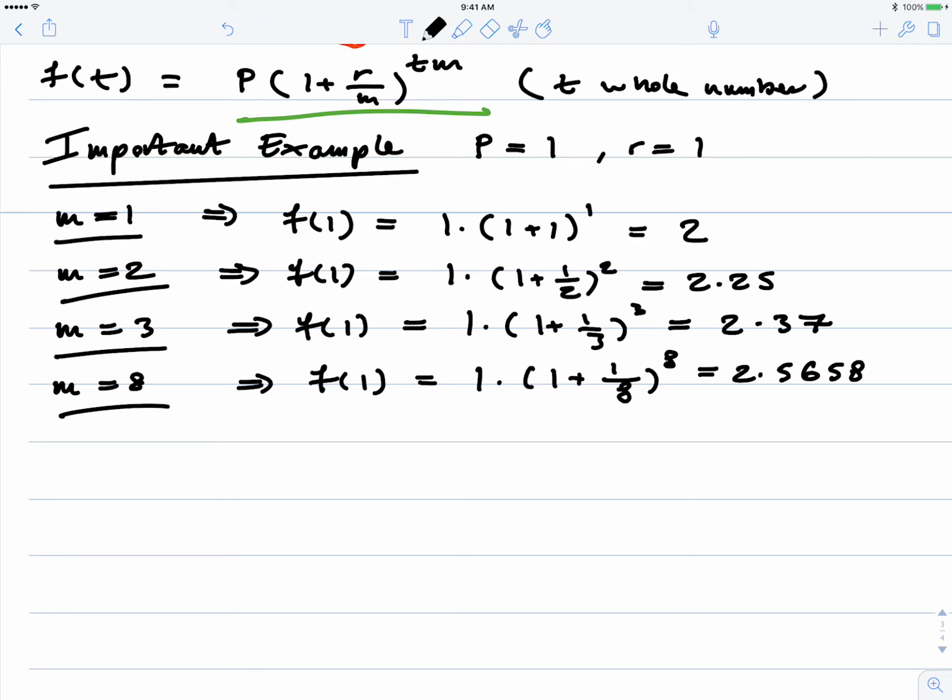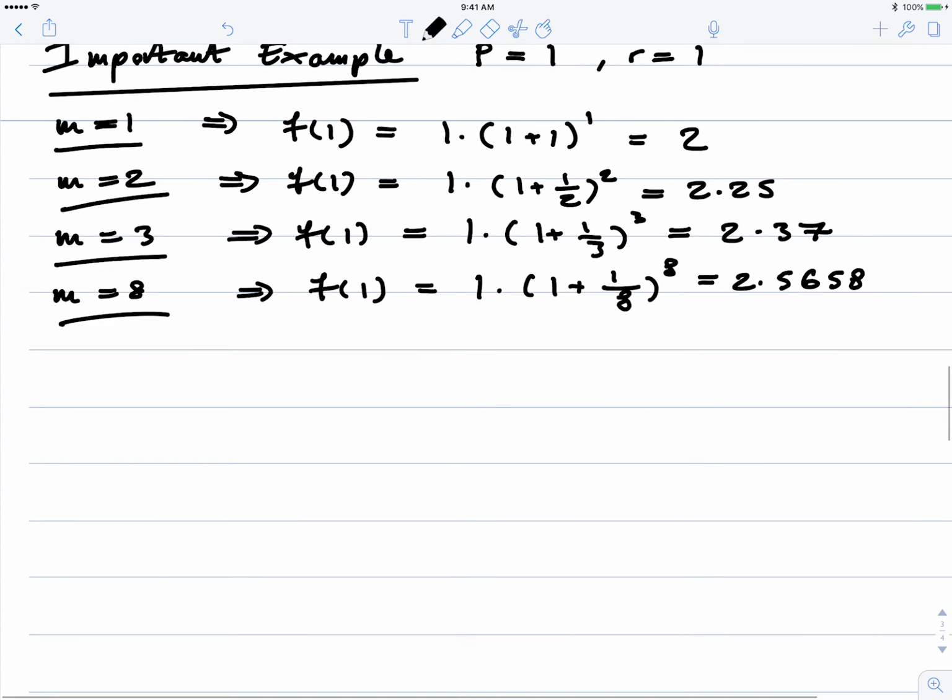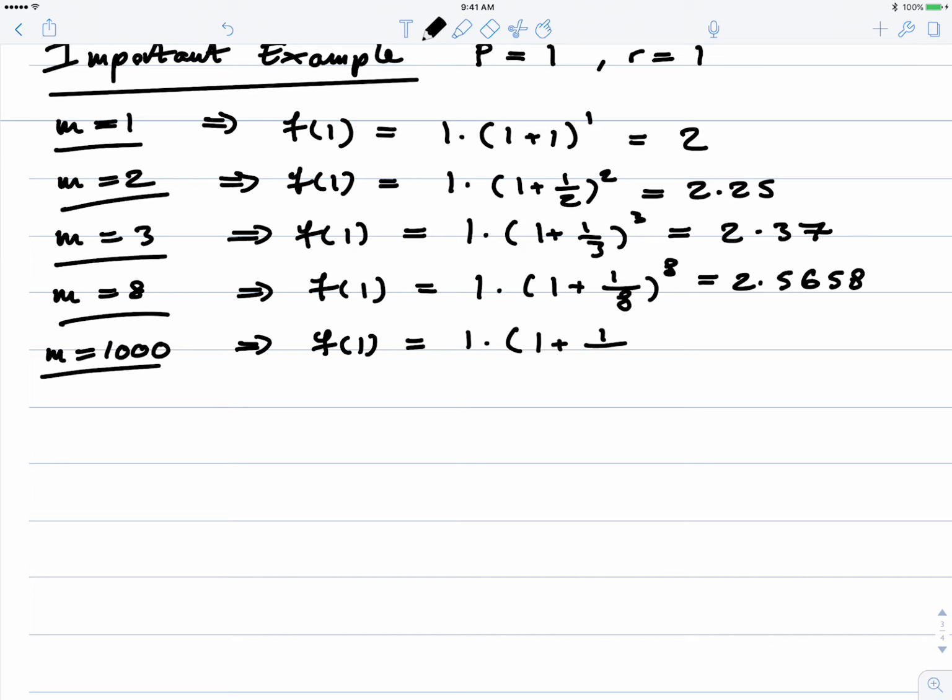It's very natural to assume here that if I allow m to get bigger and bigger, like really big, maybe the amount in the account is just going to grow and grow and grow. So I'm going to be able to get as much money as I want. Let's jump ahead then. Let's go to 1,000. That's a hell of a lot of compounding. If you do this, f(1) is equal to 1 times (1 plus 1/1,000) to the power of 1,000.